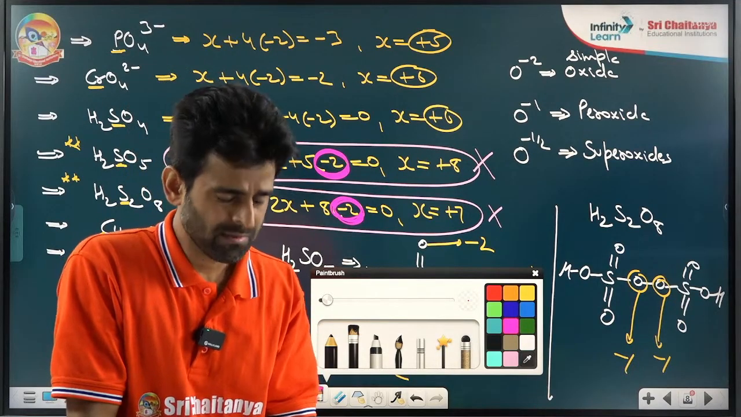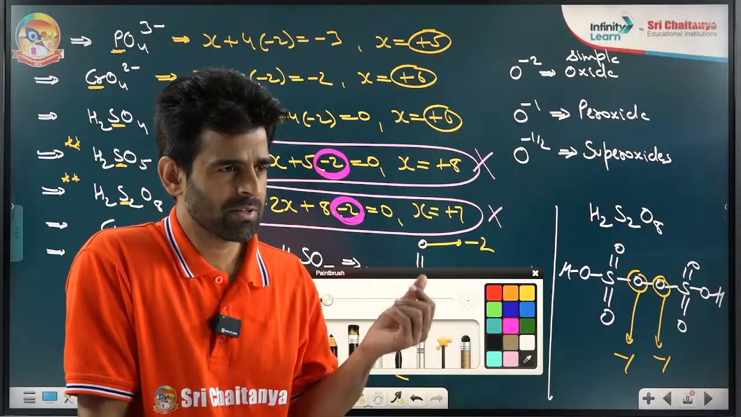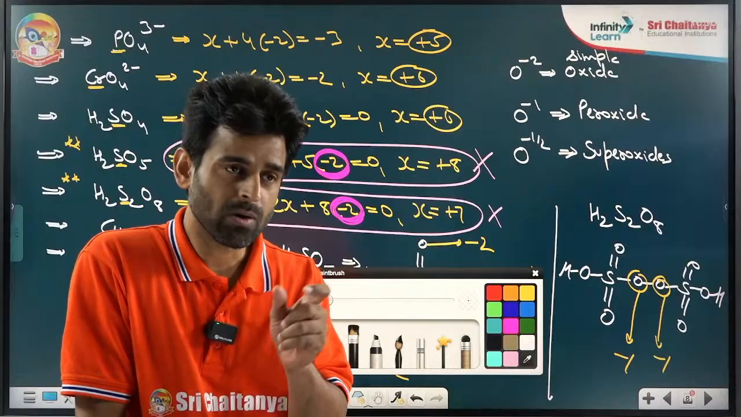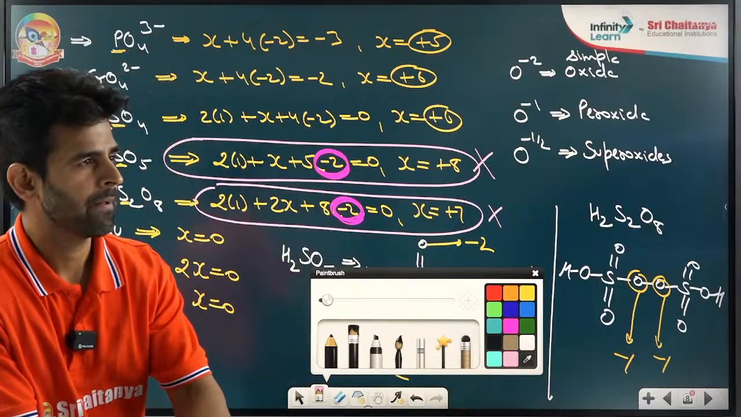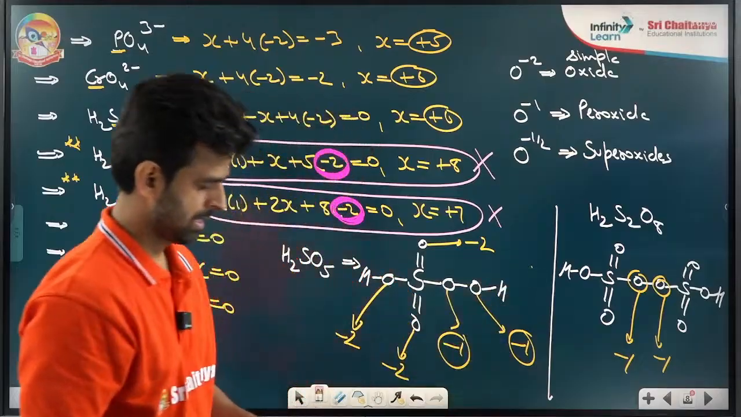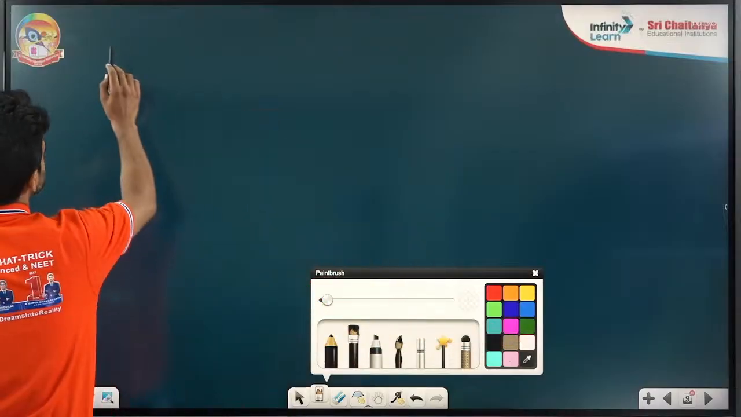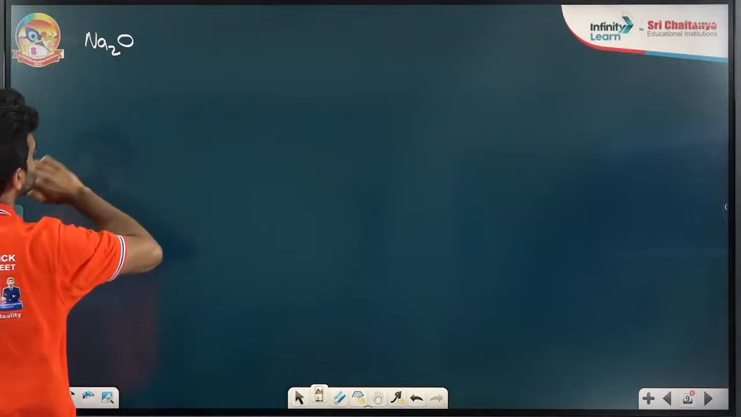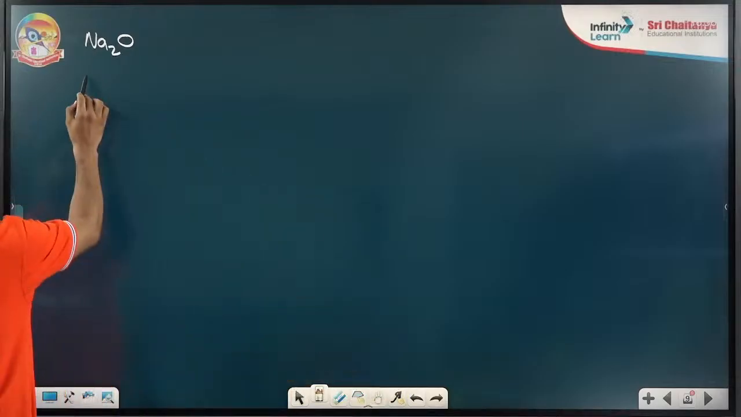Okay. Now we will start the next type of equivalent weight questions in the next class, because time is very less. So I am giving you one or two small questions. Tell me which one is oxide, which one is superoxide, which one is peroxide out of the following. Identify which one is a simple oxide, which one is a peroxide, and which one is a superoxide.